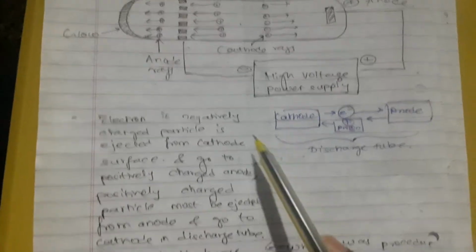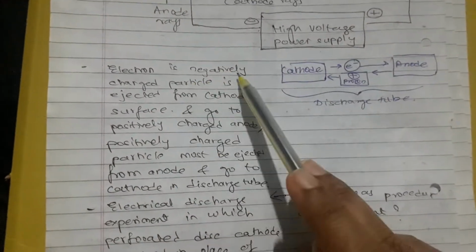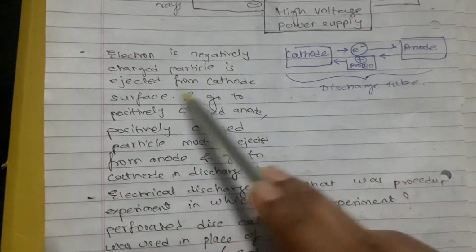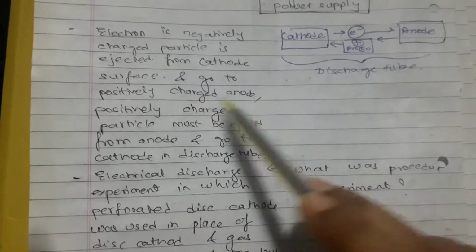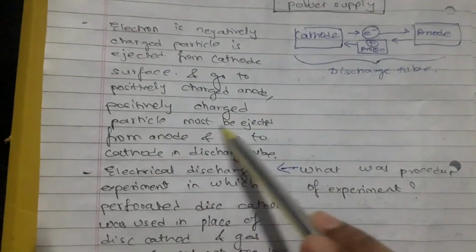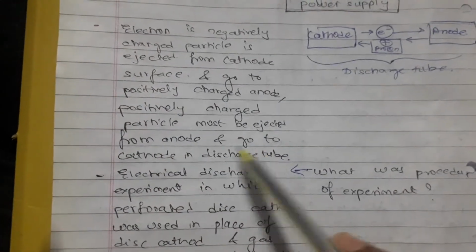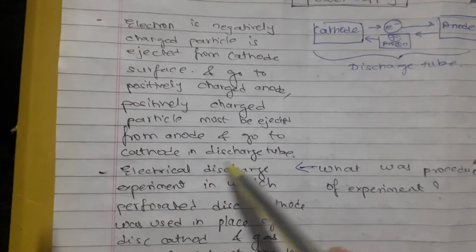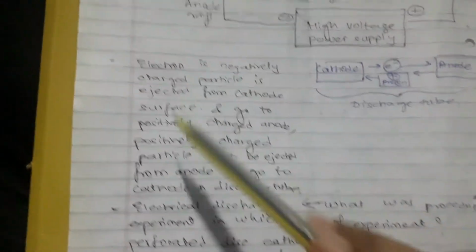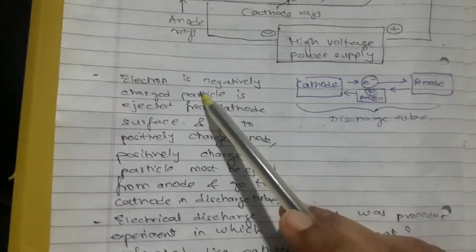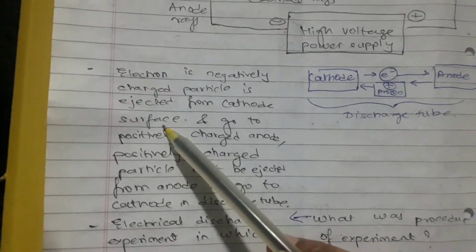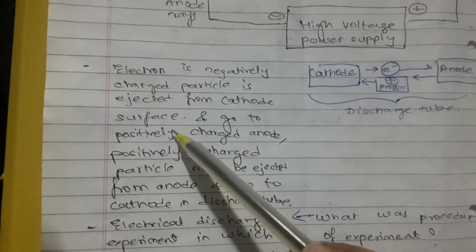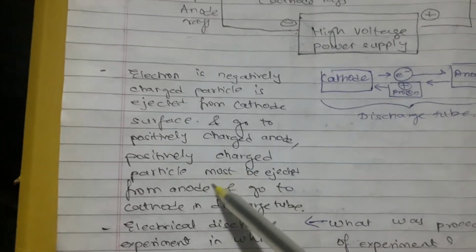See, the electron, a negatively charged particle, is ejected from the cathode surface and goes to the positively charged anode. A positively charged particle must be ejected from the anode and go to the cathode in the discharge tube. Now obviously we know that the negatively charged electron actually gets ejected from the cathode surface and goes towards the positively charged anode. Okay?